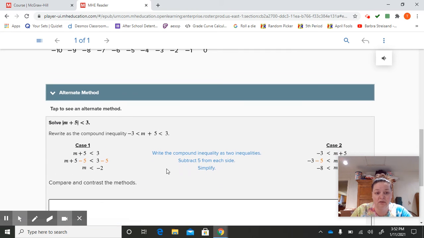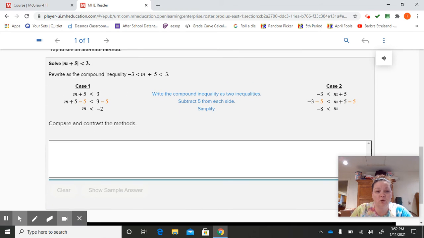An alternate method is to write it as a compound inequality from the get-go. So start with negative 3 less than m plus 5 less than 3. Then we solve one side of it, then we solve the other side of it, and we end up with the same answer, m less than negative 2, m greater than negative 8. Compare and contrast those methods in your notes and have that ready to go for later.